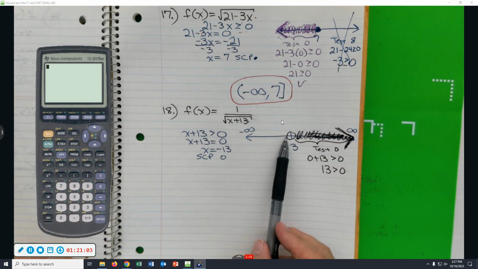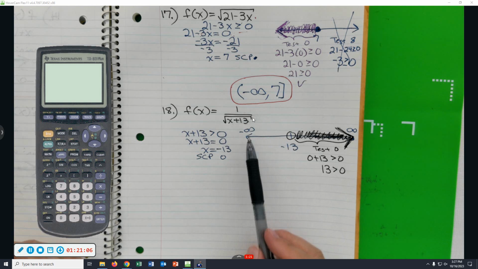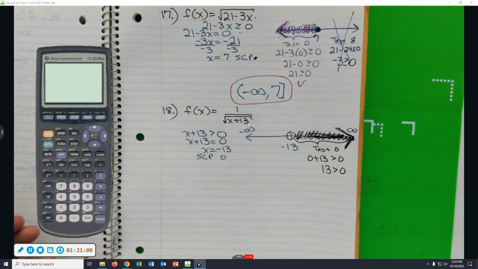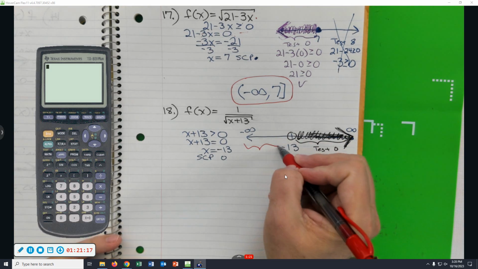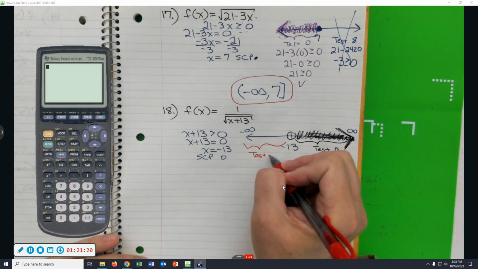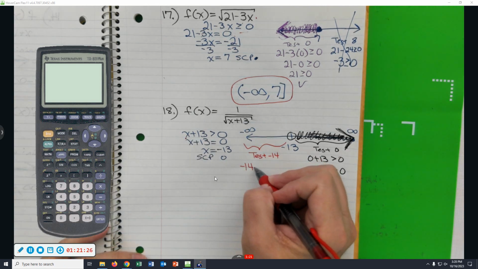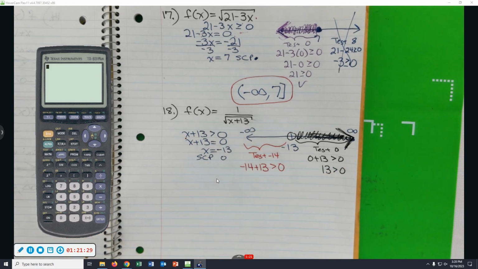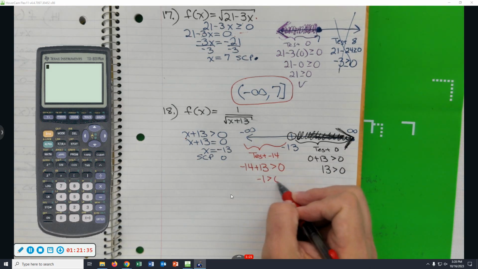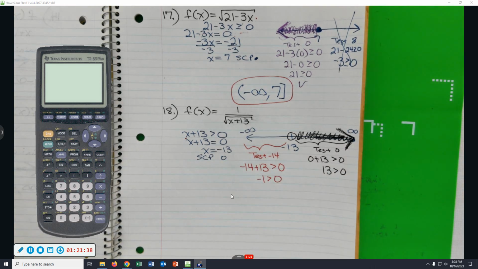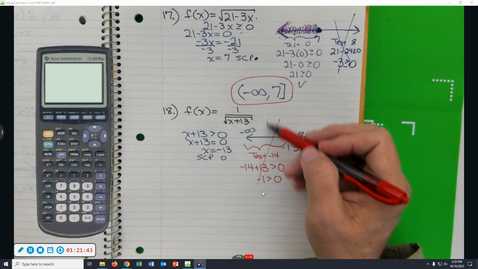Suppose we had tested a number to the left of negative 13. What do we expect to happen? We expect it to be false. But if you said, I'm not sure, let's check. How about negative 14? Negative 14 plus 13 is negative 1, which is bigger than 0. True or false? I heard both. Which one is it? False, so we cross it out.